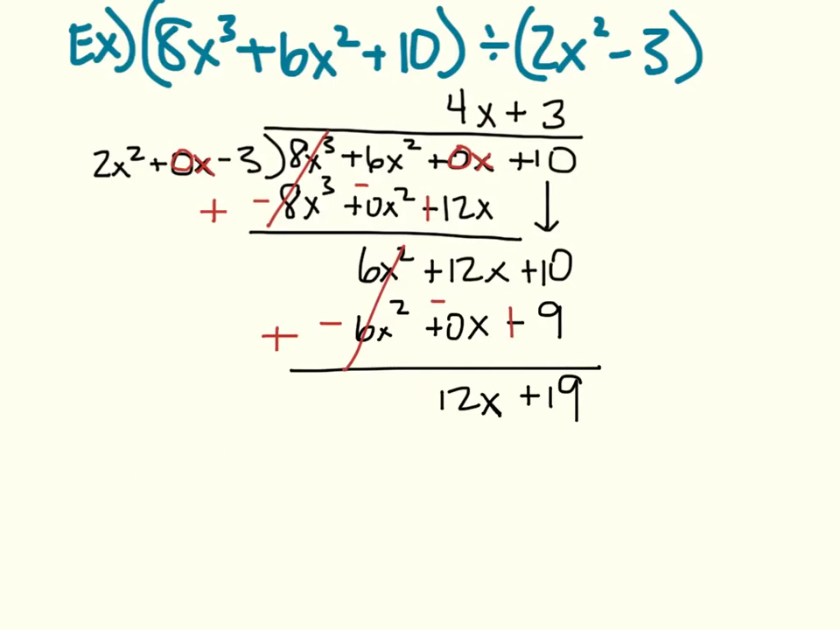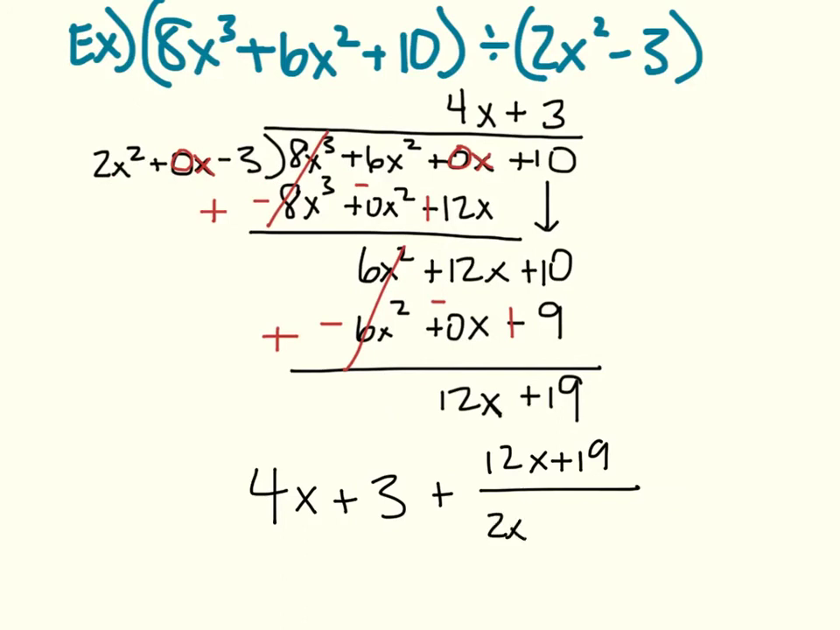There's nothing left to bring down, and we know that this should be the remainder because there's no way for an x squared to go into an x. So my answer is 4x plus 3 plus 12x plus 19 over 2x squared minus 3. And for your answer, you don't have to put the 0x. Just say minus 3.